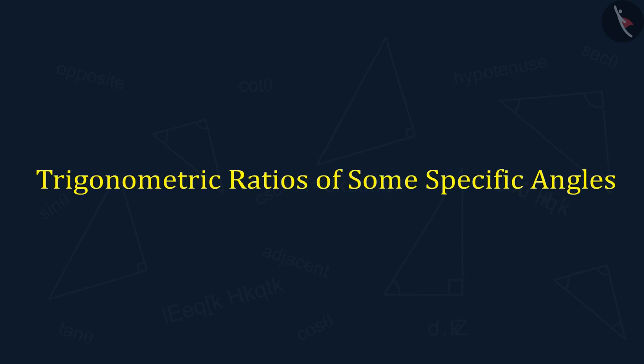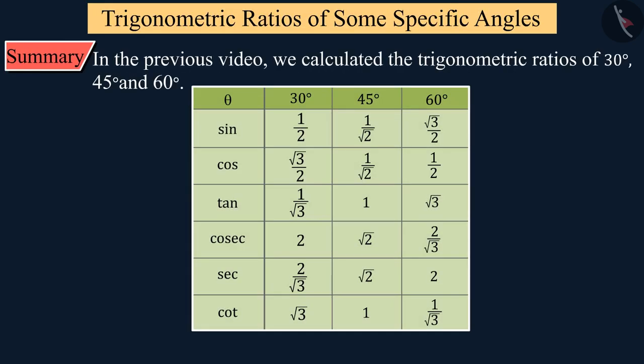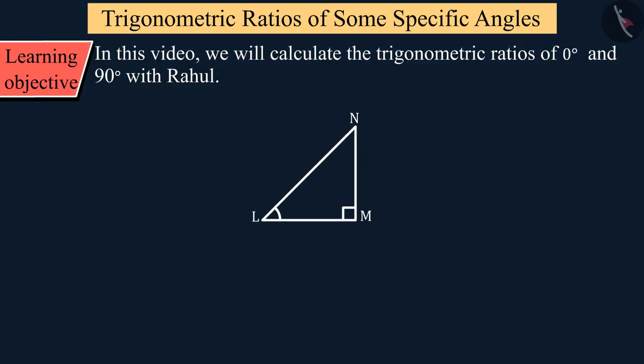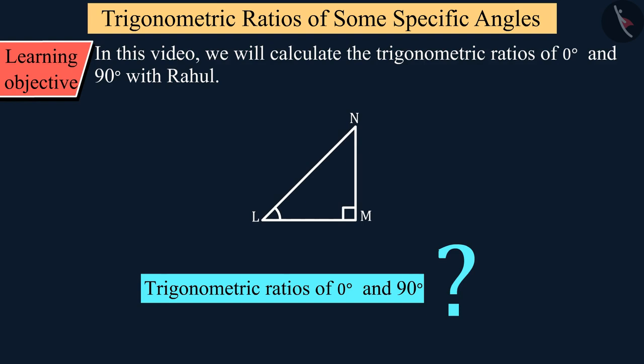Welcome to this video. In the previous video, we calculated the trigonometric ratios of 30 degrees, 45 degrees, and 60 degrees. In this video, we will calculate the trigonometric ratios of 0 degrees and 90 degrees with Rahul.